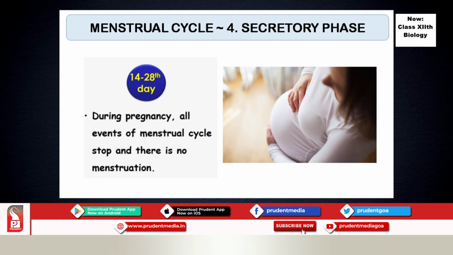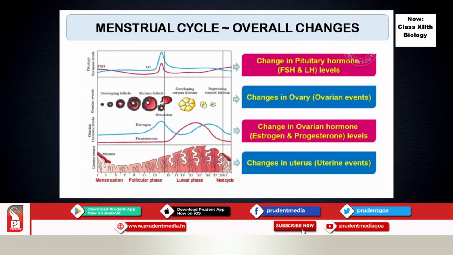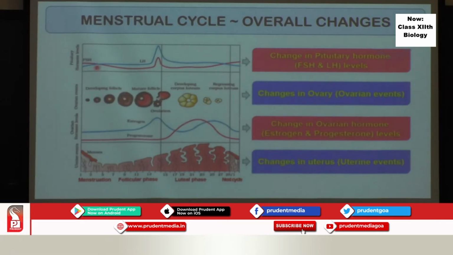With this we come to the end of the menstrual cycle. We will now take the overall changes that happen during the menstrual phases with respect to the hormones, inside the ovary and in the endometrium. Changes in the pituitary hormones, FSH and LH, that's luteinizing hormone: it reaches its peak during ovulation, which is called the LH surge. Then changes in the ovary: during the first phase, the primary follicles start maturing. During the follicular phase, the follicles are maturing. During ovulation, the Graafian follicle is ruptured and the secondary oocyte is released.